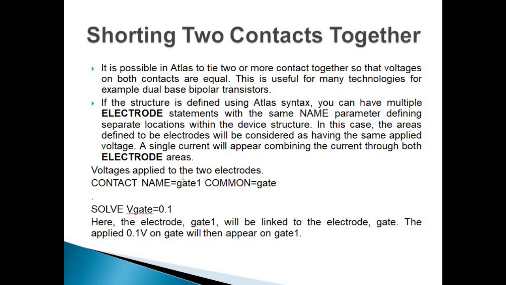For example, voltage applied to the two electrodes, gate and gate1. Contact name=gate1 common with the gate terminal. We are applying the voltage in the solve statement: V gate = 0.1. Here the electrode gate1 will be linked to the electrode gate. This means the 0.1 volt we apply at the gate terminal will appear on both gate terminals. The applied 0.1 volt on gate will then appear on gate1 also. Next slide please.